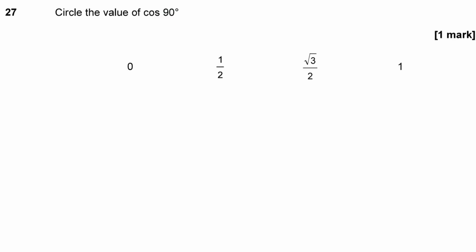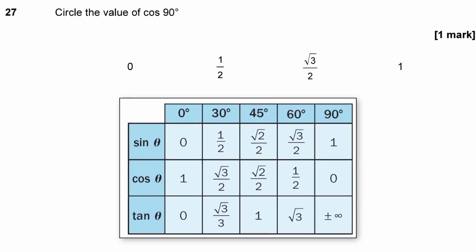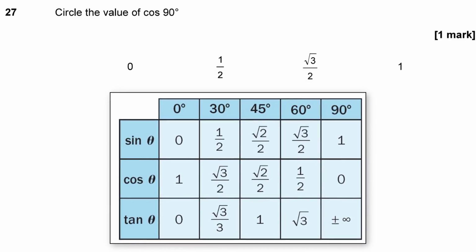Question 27. Circle the value of cos 90. Now you need to know all your sines, cosines and tangents for 0, 30, 60 and 90. I'll pop the table up on the screen now for you to have a look at. These are the values that you need to know. And then you can see from the table that the cos of 90 is 0. So that's my answer here.